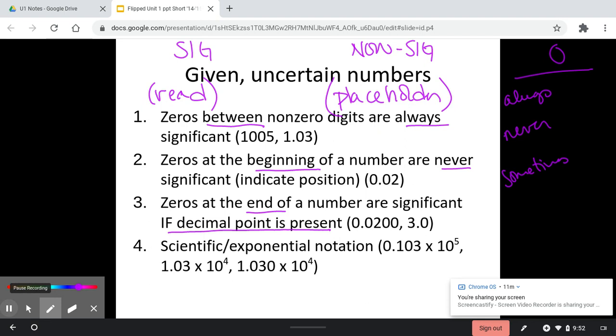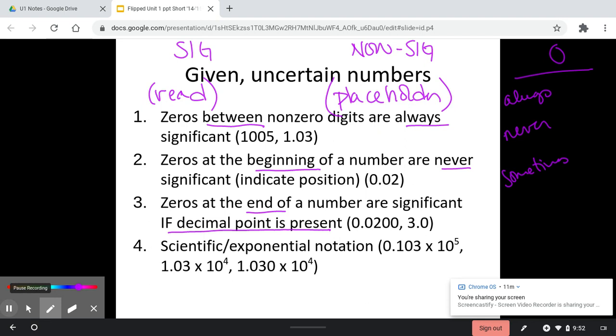If they're sandwiched zeros, they're always significant. If they're in the beginning of a number, they're never significant. If they're at the end, then they're sometimes significant. They're significant if a decimal point is present. If the decimal point is not present, they're not significant. So really what this is getting down to is the difference between significant and non-significant numbers. So when we take measurements, let's say off a beaker, if you are reading the measurement off of a beaker, it's going to be significant.